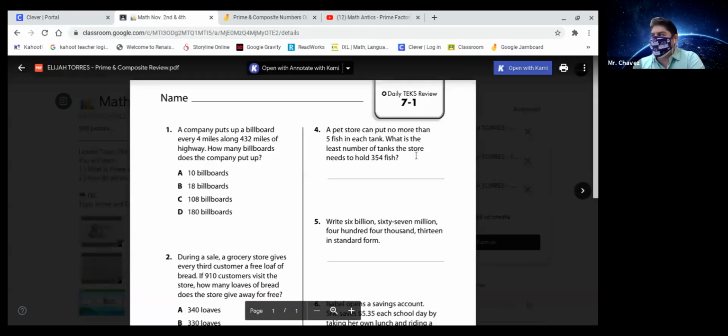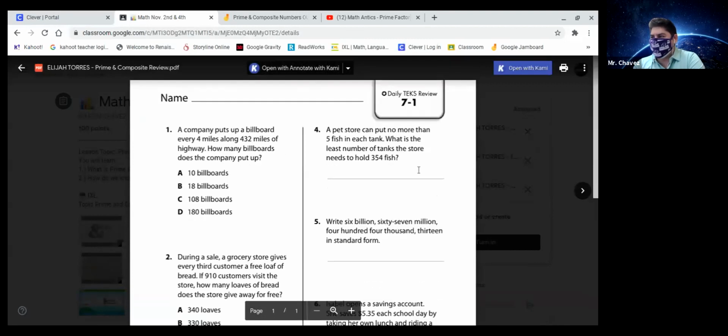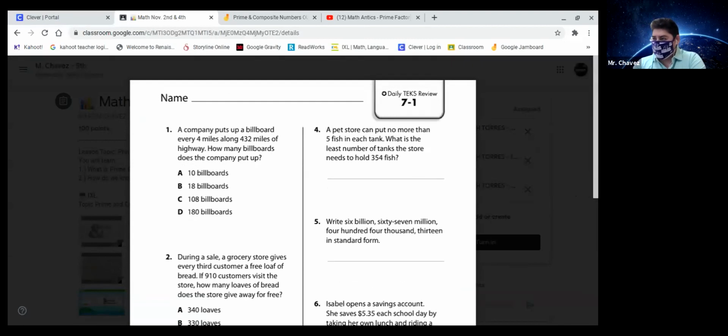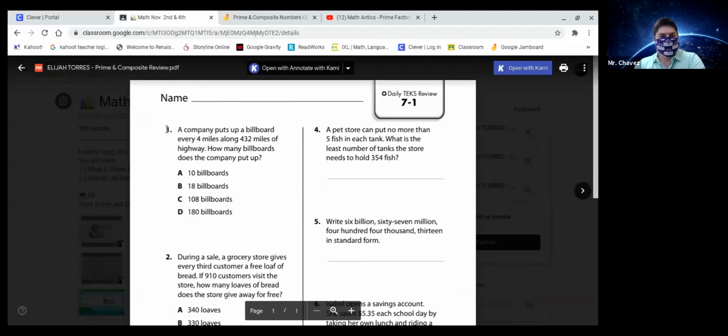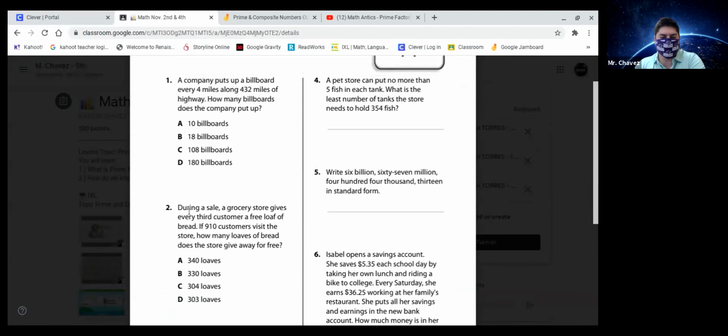So this is your daily TEKS review, okay? And I'll tell you what numbers to do before we leave. You're not going to do the whole page. So today you're only going to do two problems. You're only going to do number 1 and number 2 on this page. Does anyone have any questions? I'll even put it in the chat box. In the chat box for this page, you're only going to do question number 1 and number 2 of daily TEKS review.